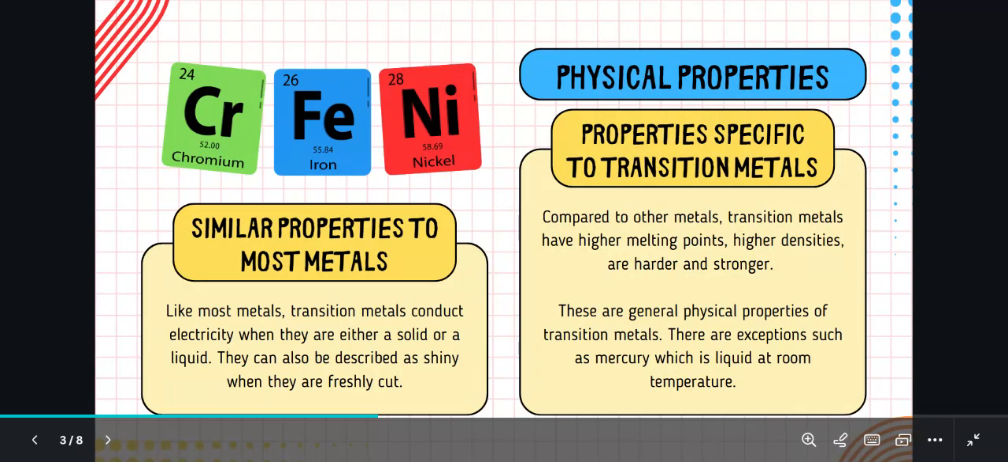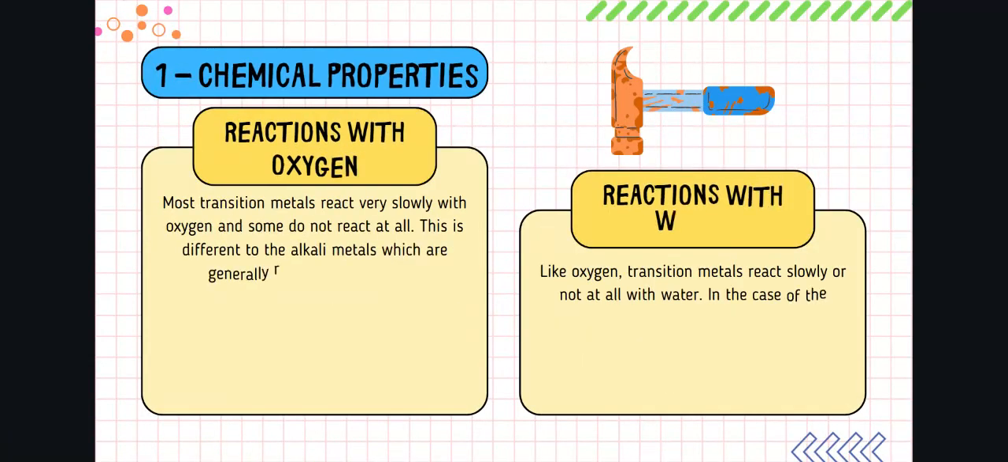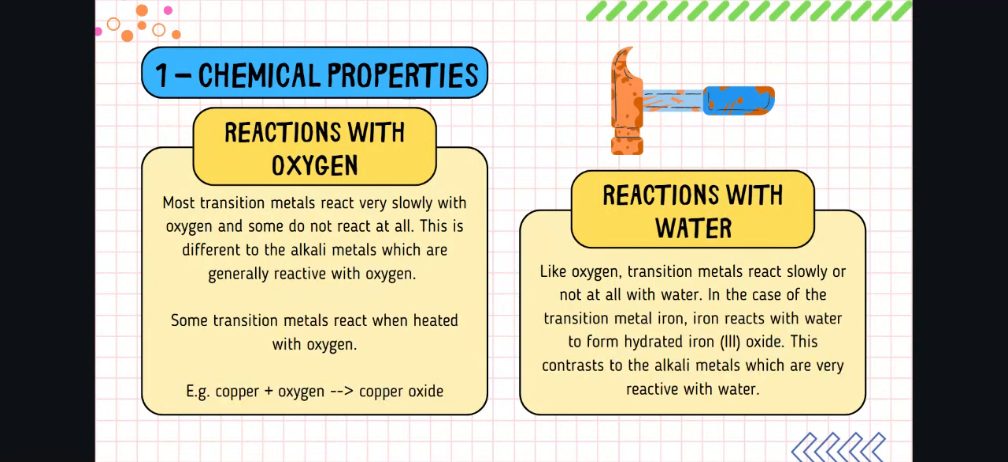Now that we understand the physical properties, let's quickly move on to the chemical properties. The first chemical property is the reactions. The reactions with oxygen are pretty rare because we don't really use transition metals that much, and they're found under the earth or inside the earth. Most transition metals still react very slowly even if reacting with oxygen, and some don't react at all, which is different from the alkali metals we learned about, which are generally very reactive with oxygen. Here's the equation for when transition metals are heated with oxygen.